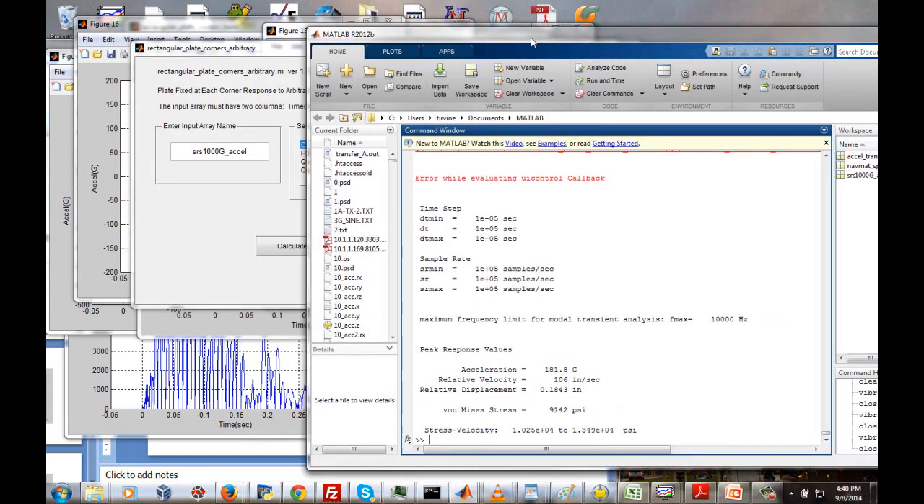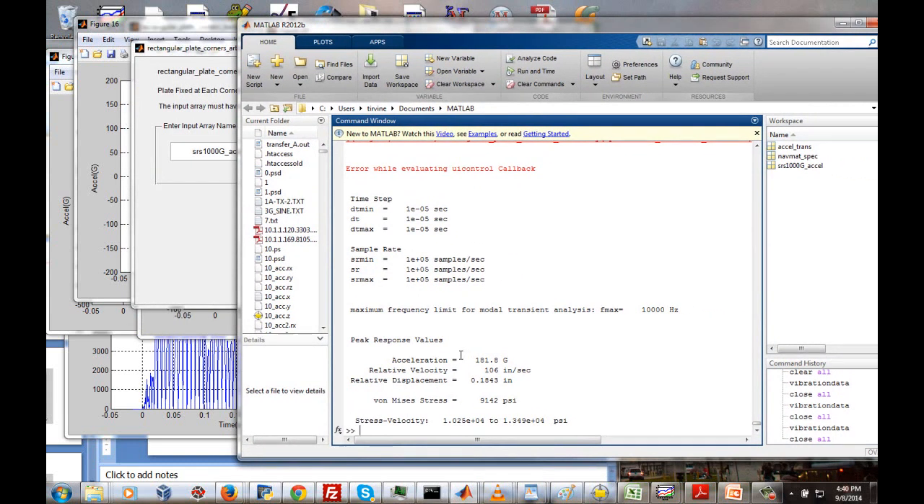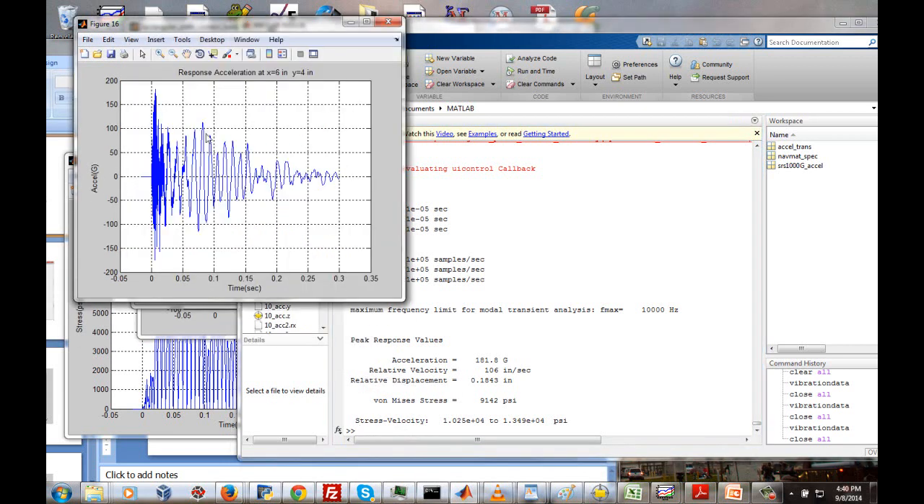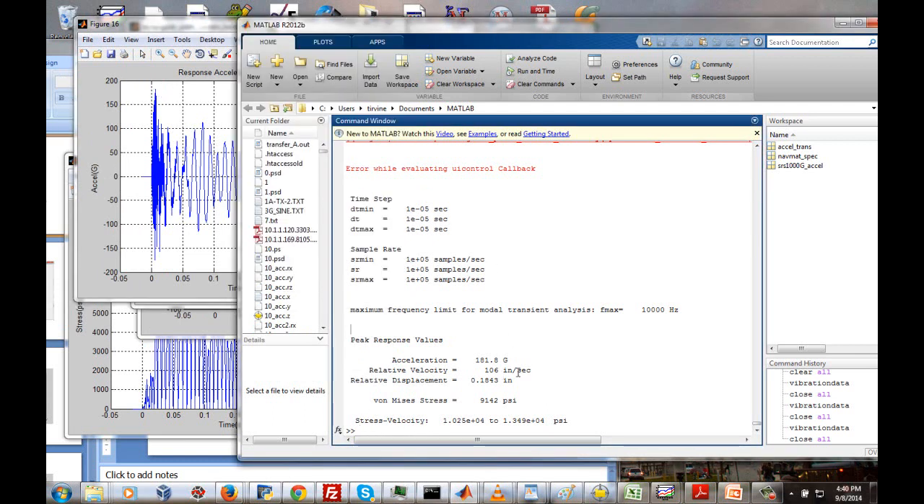Now if we go to our peak response values here, you can see our peak response acceleration is 181.8 Gs, and that was our plot as shown in that figure. So the peak is 181.8 Gs. Relative velocity, 106 inches per second.